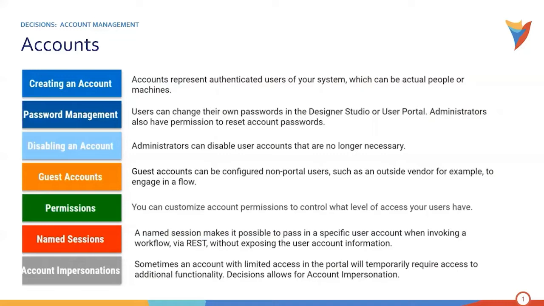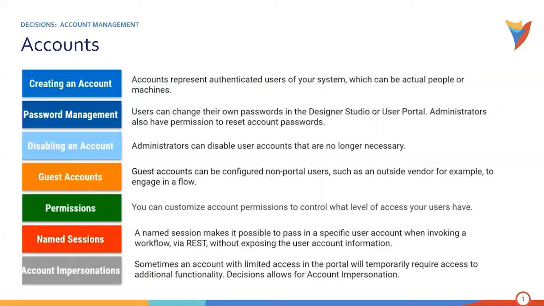And next, name sessions. This is another type of account in Decisions. We use name sessions when we want to invoke a workflow or rule through REST without exposing the user ID and password information. This name session will allow us to create a GUID that can be tied to a specific account, and now using this GUID, you can make the API call.